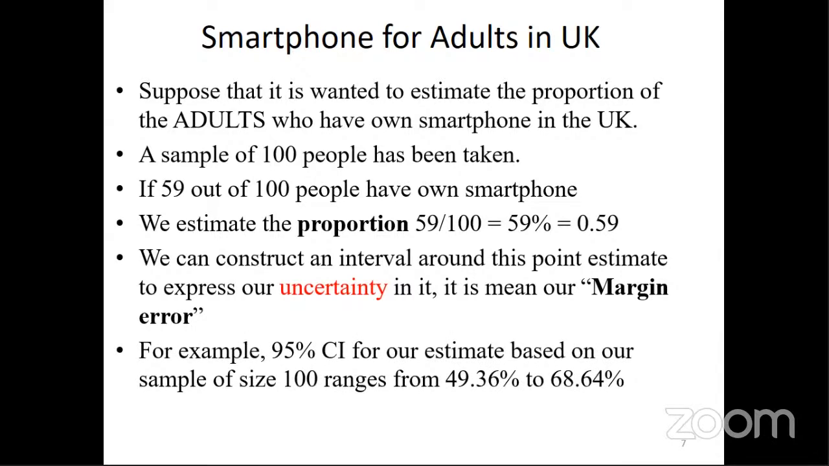For example, the 95% confidence interval for our estimate, based on our sample of 100 as we talked about, ranged from 49.36% to 68.64%. It means that those 59 adults who have smartphones should range between 49.36 and 68.64.